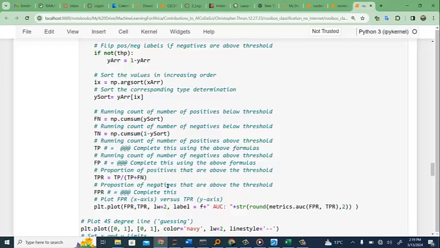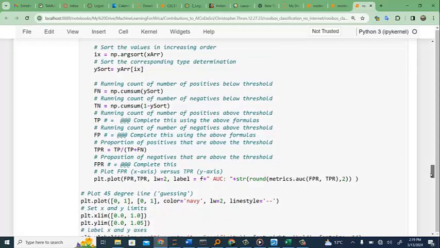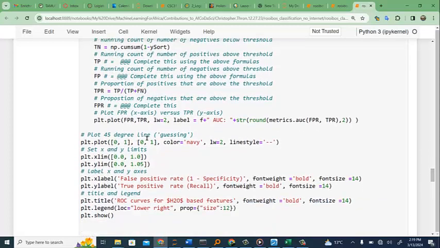True negative rate is the proportion of negatives that are above the threshold. So you can complete this also. Then you'll plot the false positive rate versus the true positive rate. And you should get an increasing graph. Now, the plot also shows the 45-degree line. And it says that the 45-degree line counts as guessing.